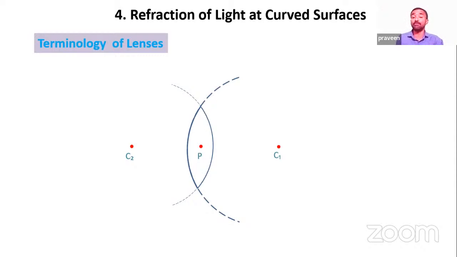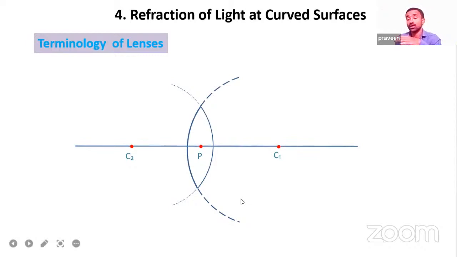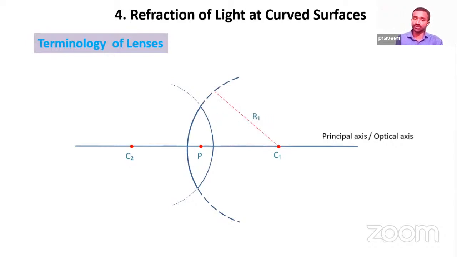Now imagine the line which is passing through the centers and the optic center. The line which is passing through the centers of curvature and the optic center is called the principal axis, also called the optical axis. As we learned in the first lesson, the line which is connecting the center and the curvature boundary we can call the radius of curvature, R1. So the first surface is R1. For the second surface, we can call it R2.